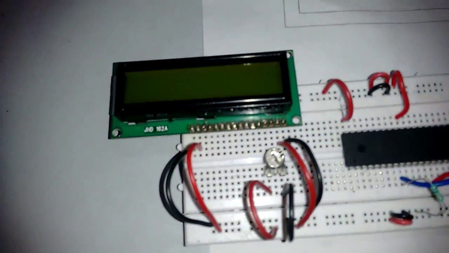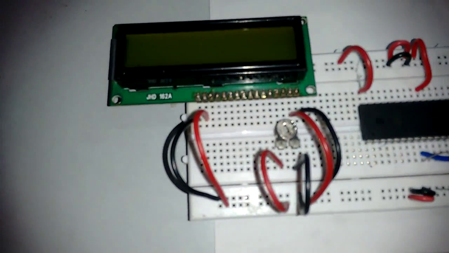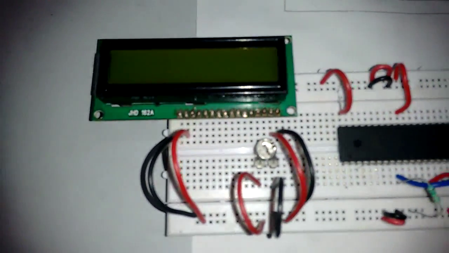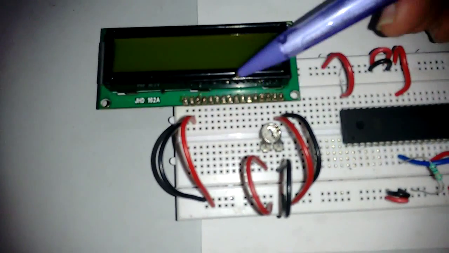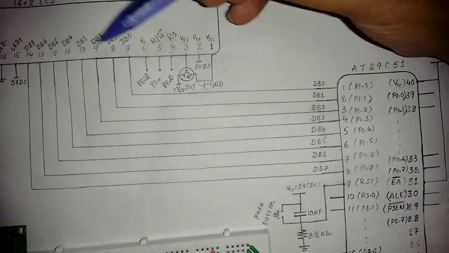Fine. So these are the basic pin connections of my LCD. Later on, I will be connecting the data lines of my LCD, from pin number 7 to pin number 14, to my microcontroller. Pin number 1 of my microcontroller, pin 2, pin number 8 will be connected to pin number 7 of the LCD. Fine.